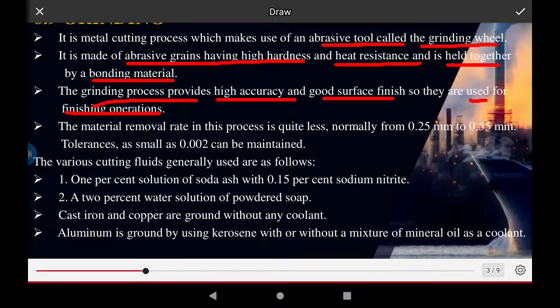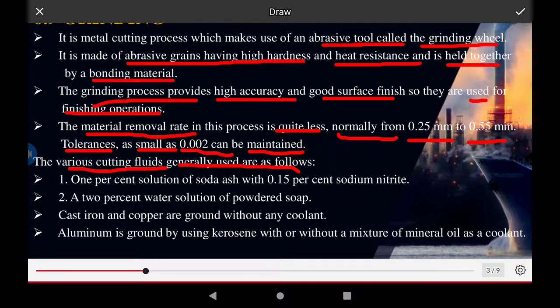The metal removal rate in this process is quite low, normally from 0.25 mm to 0.55 mm. Tolerance is small, about 0.002 centimeter. Various cutting fluids are generally used in this operation.